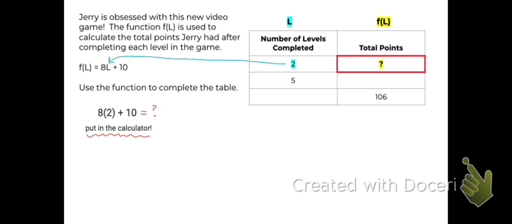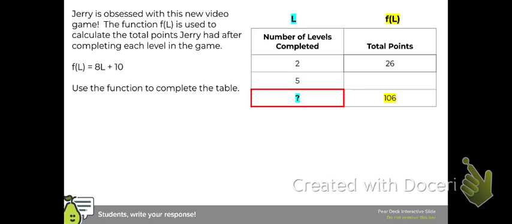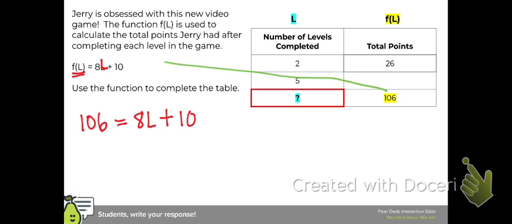But that third row is a little different. They're not telling us what L is. We don't know what L is. But we do know that f of L equals 106. So if f of L equals 106, we can put that in for f of L. And we want to solve this one for L. So we're substituting this in for f of L.